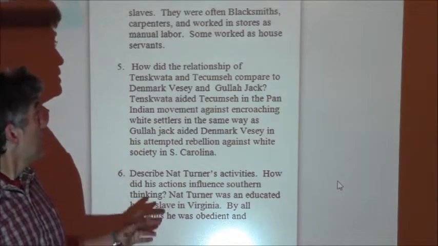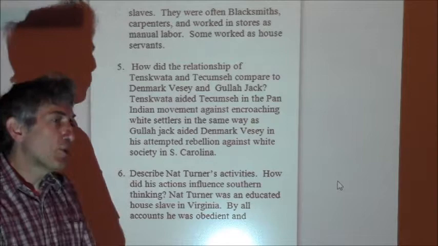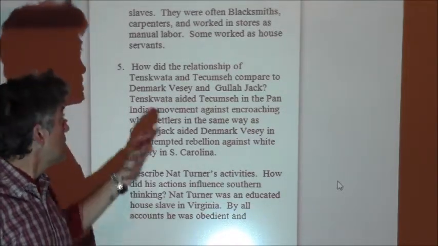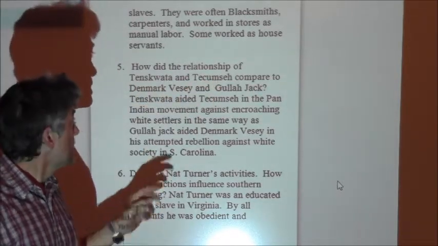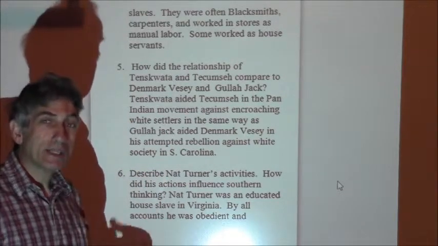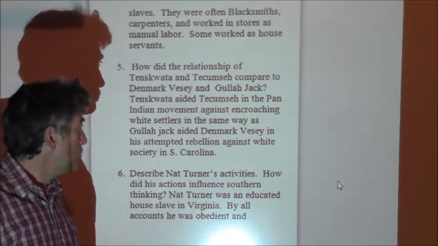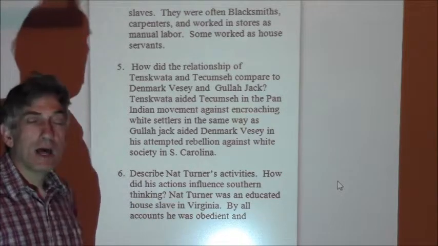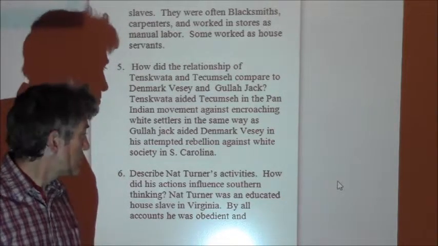Moving along, this is a kind of funky question that was on the College Board website. What they like to do is draw comparisons to other points in history. So here you go. How did the relationship of Tenskwatawa and Tecumseh, that's how you pronounce them, compare to Denmark Vesey and Gullah Jack? Well, it's just as it appears, meaning Tenskwatawa helped Tecumseh in the Pan-Indian movement, and Gullah Jack helped Denmark Vesey in his attempt to rebel against white control in South Carolina. So they were co-conspirators more than anything else.